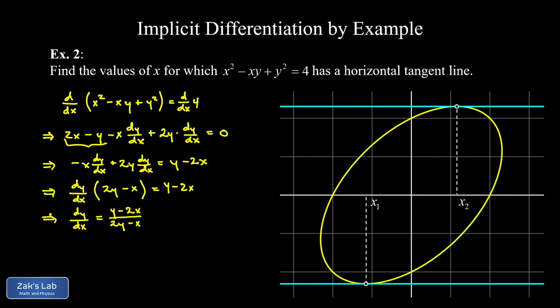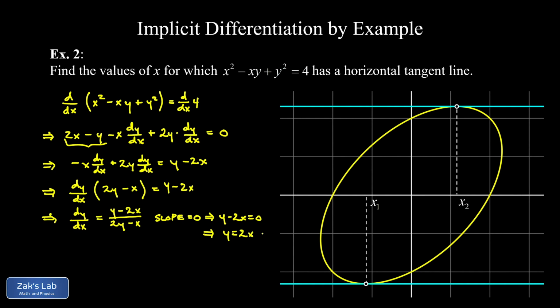So now in principle, we can take any xy pair on this ellipse and plug it into that expression, y minus 2x over 2y minus x, and we'll get the corresponding slope of that point on the curve. What we're interested in particular in this example though, is all the points where the slope is equal to 0. Well, that only happens in this fraction if the numerator is equal to 0. So looking for the points where the slope is 0 is the same as saying y minus 2x equals 0, which is the same as saying y equals 2x.